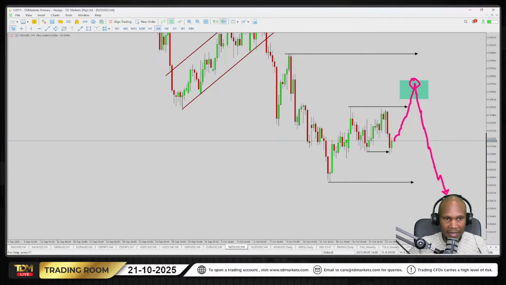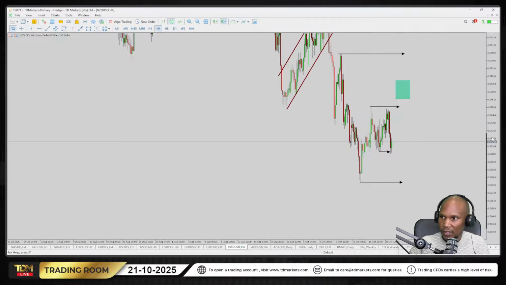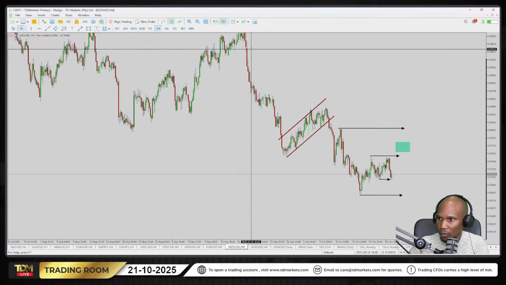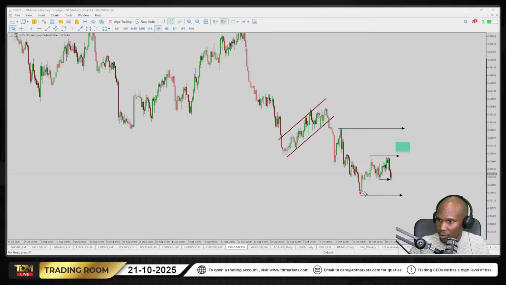But if price drops here, it's going to give us a different scenario altogether. So this is how I would approach this: looking for sells anywhere above this high. If the market goes down, then it needs to break this area. But it's important that you're aware of what's happening. Overall, the structure is bearish, the trend is bearish, and here we are trading within a correction before we get a continuation lower.